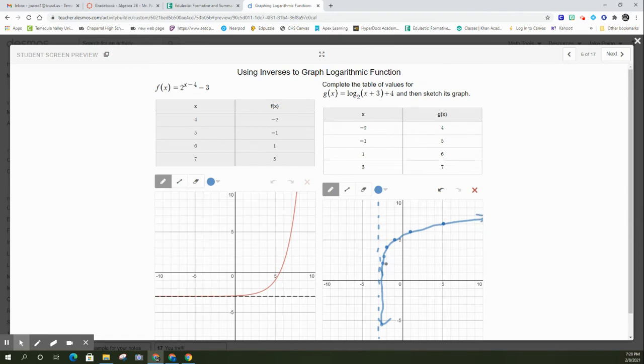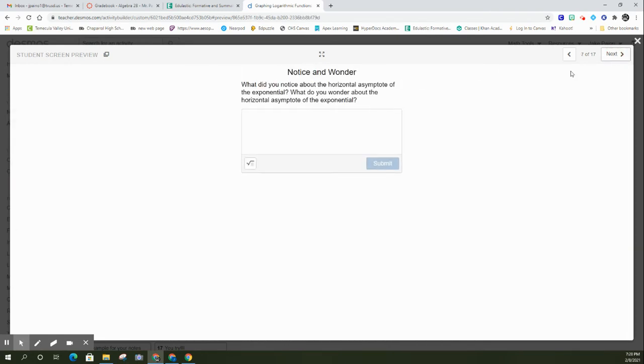All right, so there's my graph. I just flipped the domain and range, the x's and y's, from my exponential. These two are inverses. f of x and g of x are inverse functions. We did that earlier, and we already made the table of values for f of x earlier. So we just flip it. Next question is, what do you notice about the horizontal asymptote of the exponential?